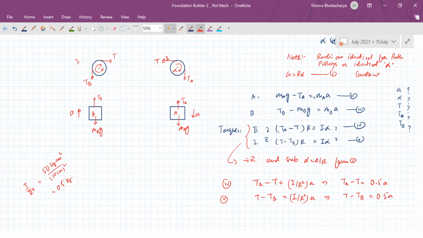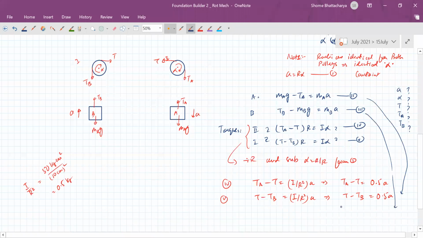Okay. Now bring in your second and third equations also. So your second equation, now the weight of this one was 2 kg. So 2g minus TA is equal to 2A, and this one was 1.5 kg.